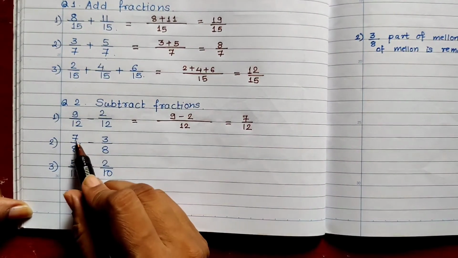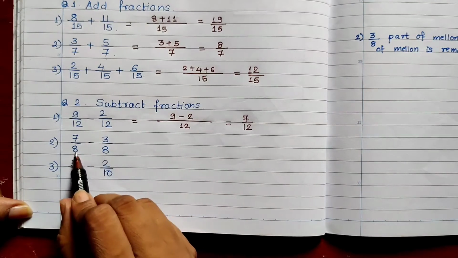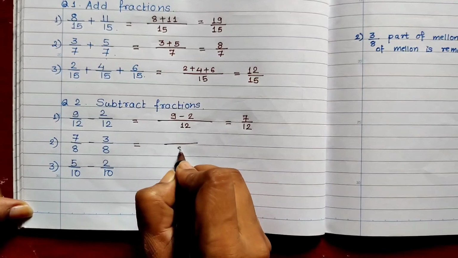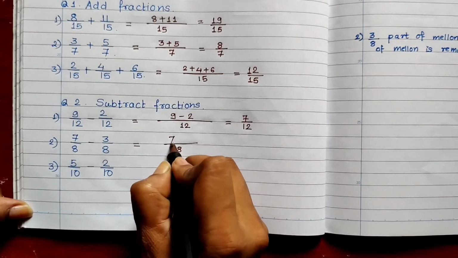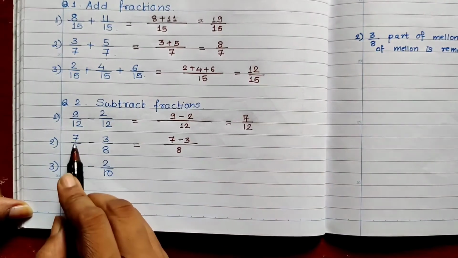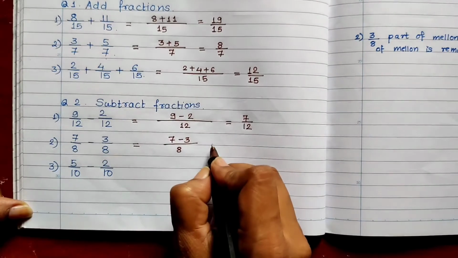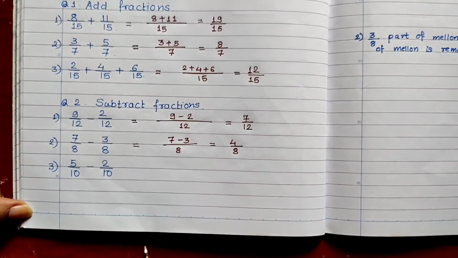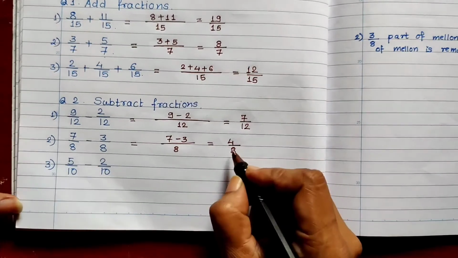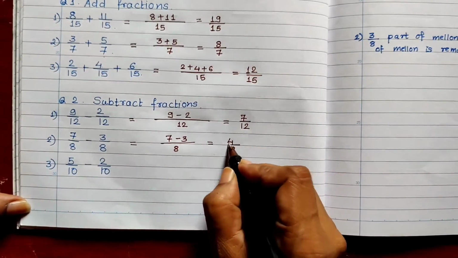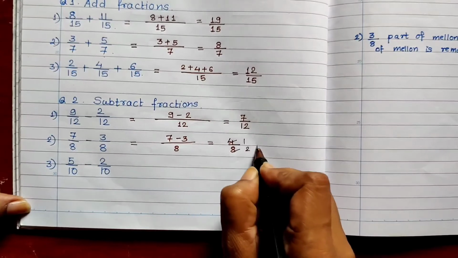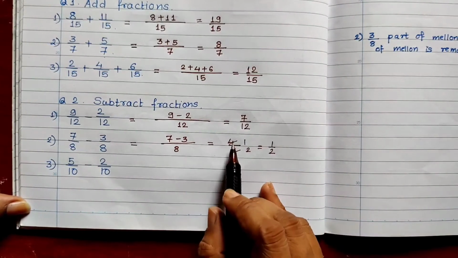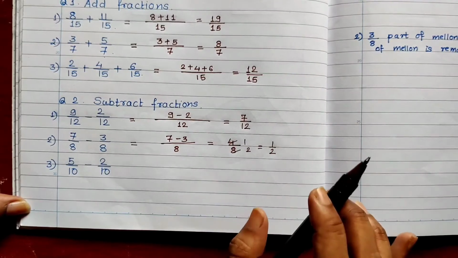Okay. Now second sum. 7 upon 8 minus 3 upon 8. 8, 8. Common denominator. Write one time. We will subtract the numerators. 7 minus 3. 7 minus 3 is 4 upon 8. Answer is 4 upon 8. If you want, you can do the cancellation. 4 ones are 4, 4 twos are 8 and answer is 1 upon 2. In this way also you can write the answer. Otherwise, keep the answer 4 upon 8 as it is.